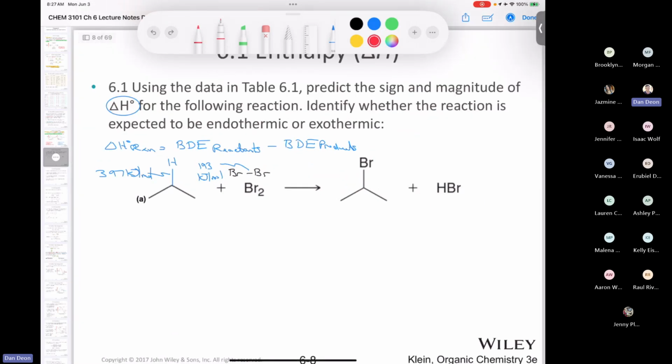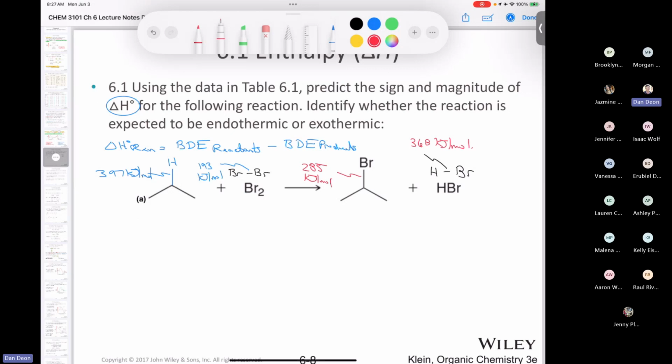The bonds that are formed, I'll write them down in red. The first one is this one here between the carbon and the bromine, and I've gone ahead and looked that up, and that's 285 kilojoules per mole. And then the bond between HBr, I looked that one up too. It is, what was it? It's 368. So 368 kilojoules per mole.